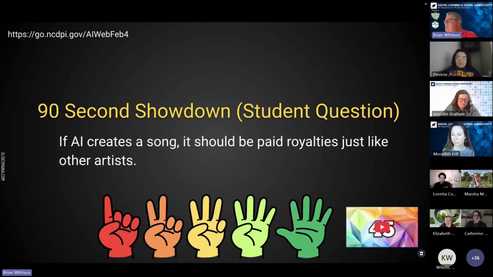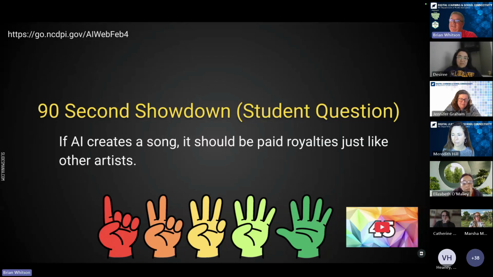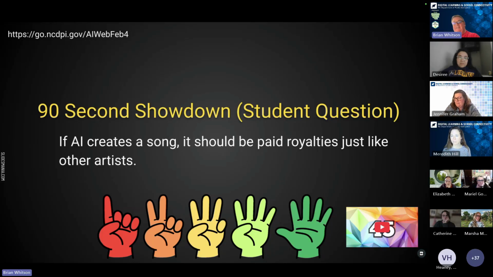It was very interesting. Mallory, I love your insight there that what about the person who prompted it? Should they get something? And that would be a great extension. Should they get something for doing the prompt? And so we're beginning to see these different layers of things come up as we look at it.